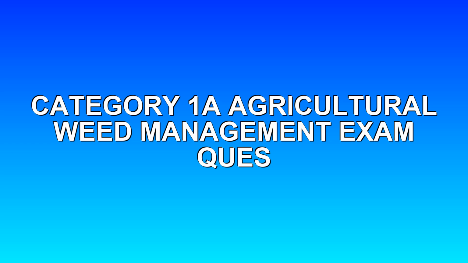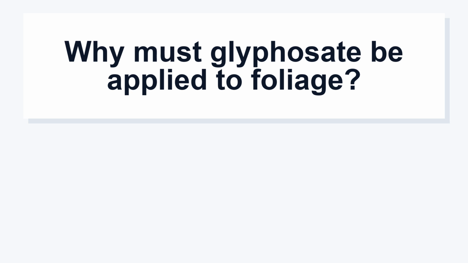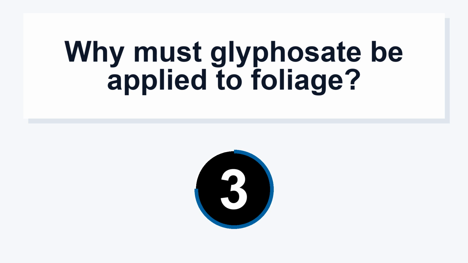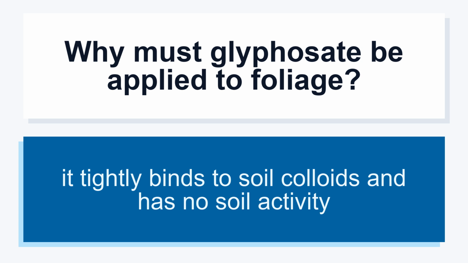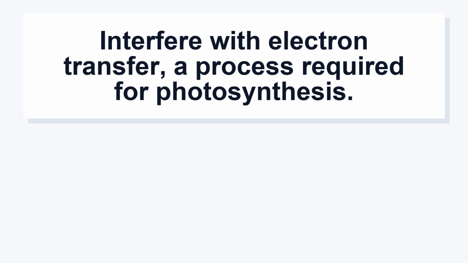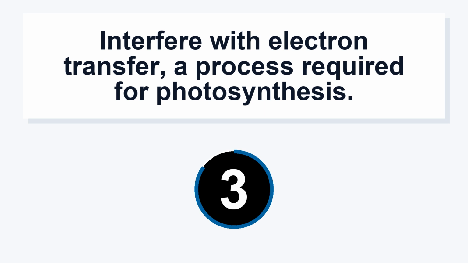Category 1A Agricultural Weed Management Exam Case. Why must glyphosate be applied to foliage? It tightly binds to soil colloids and has no soil activity. Interfere with electron transfer, a process required for photosynthesis.